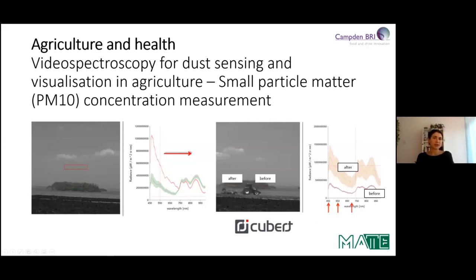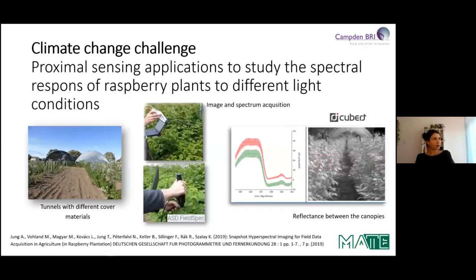According to the results, the effect of agricultural activities could be monitored with hyperspectral imaging by measuring deviation of radiance. This way, the dust distribution could be examined and visualized.